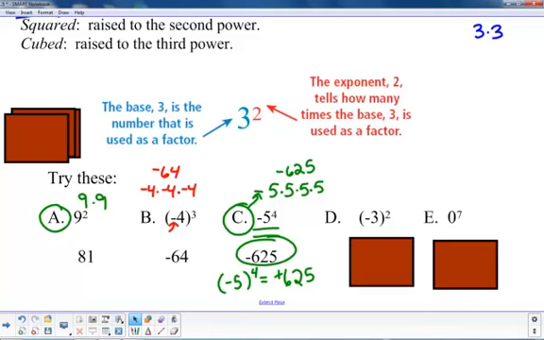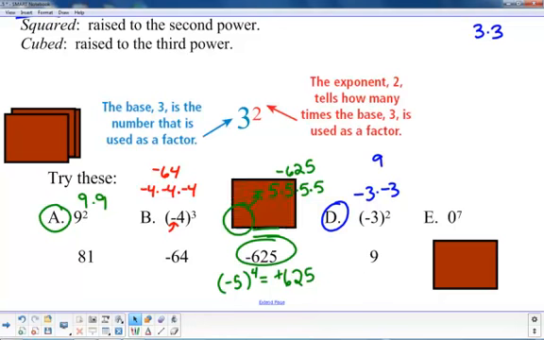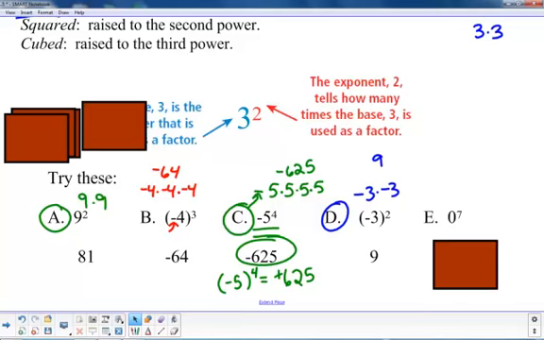All right, so try D. Negative 3 times negative 3, positive 9. And the last one, 0 to any power is 0.